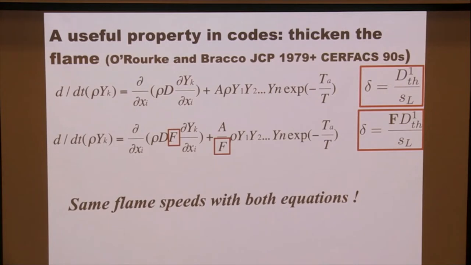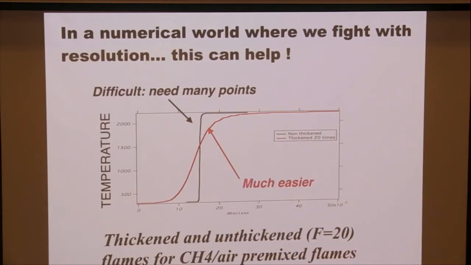So just to give you an example, this is a 1D flame that you could do with Cantera or Chemkin. The black one is the initial flame. And you see that if you wanted to resolve it, it would be a pain. I mean, you would need a lot of points. And this one has been thickened by a factor of 20. Okay? And it goes at the same speed, but it's much easier to resolve.